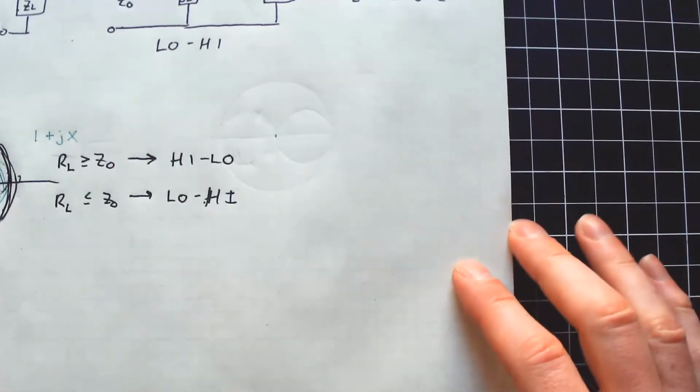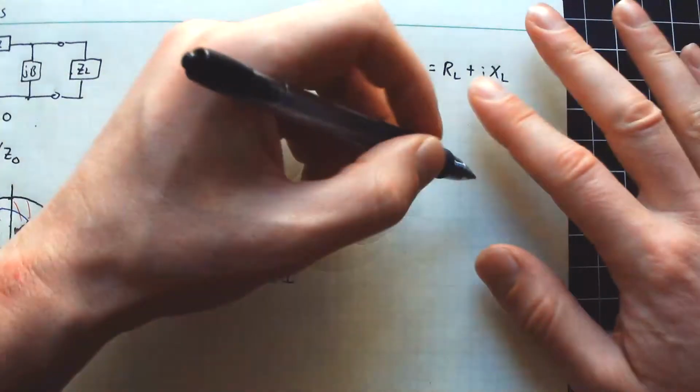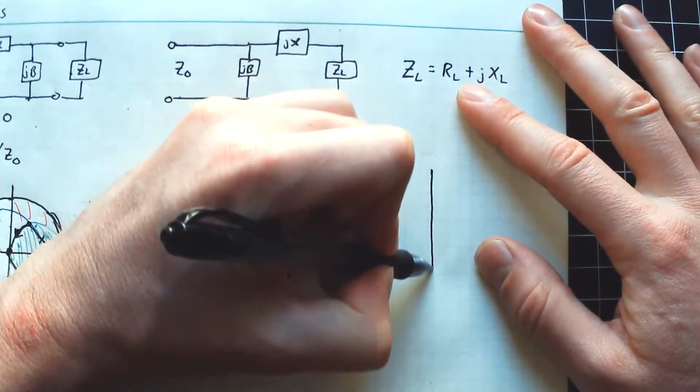So I need to quickly draw yet another Smith chart here, and you can see the imprint from my previous lecture. So let's do that real fast.